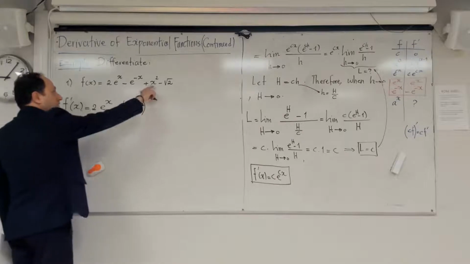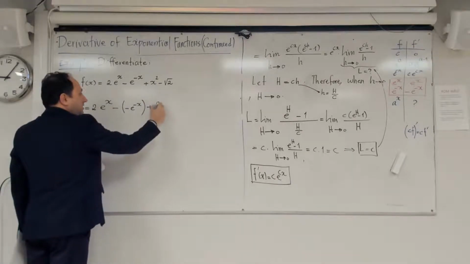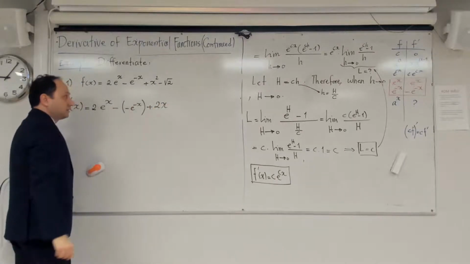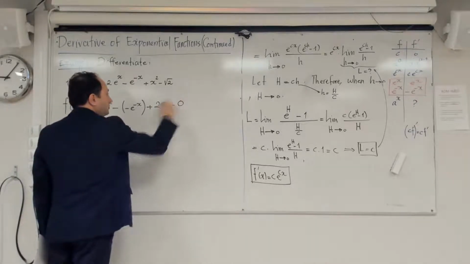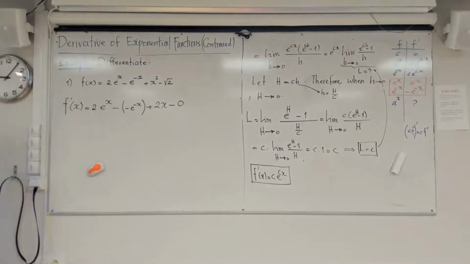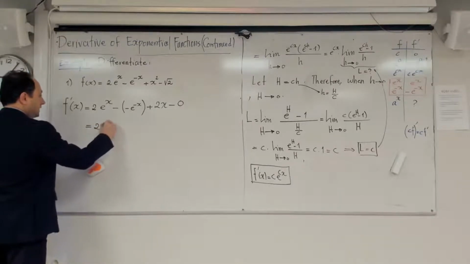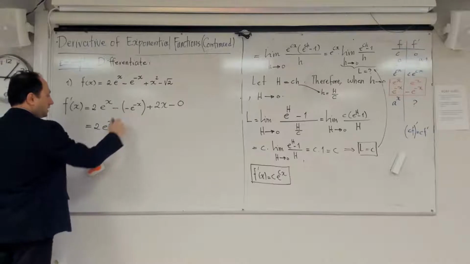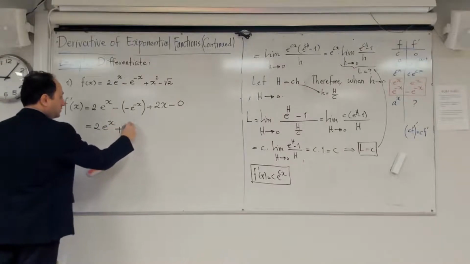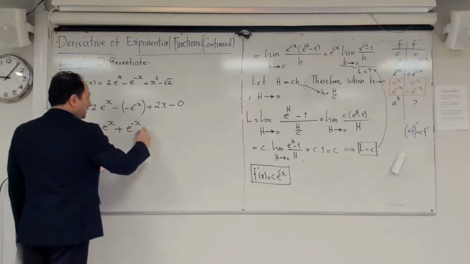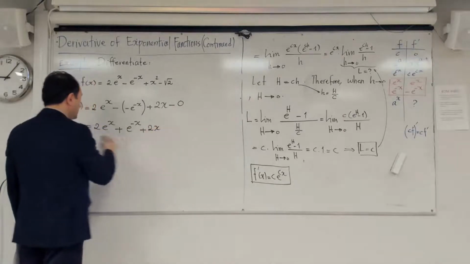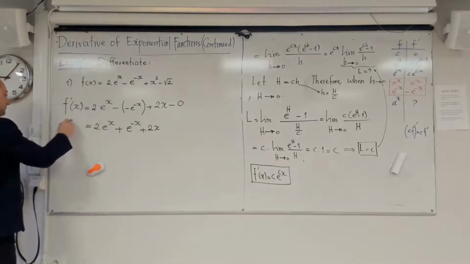And the derivative of this one is actually the very old lesson now, so it is 2x. And the derivative of a square root of 2 is 0, because it's a constant. And then I would simplify this a little bit. So this becomes 2e to the x, minus times minus becomes positive, e to the power of minus x, and then I have 2x and nothing else. So that would be my derivative.